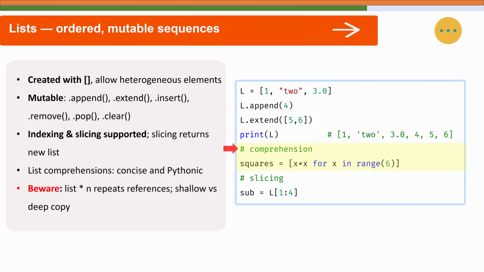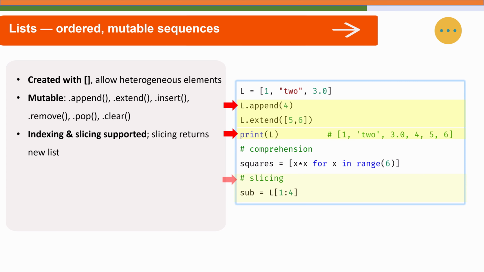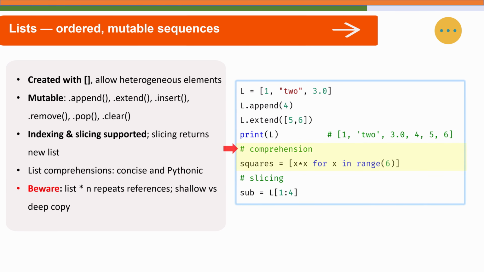Slicing L[start:stop] creates a new list. It doesn't mutate the original. Note that repeating a list with the star operator duplicates the references. If elements inside are mutable, they will be shared across repeated slots.